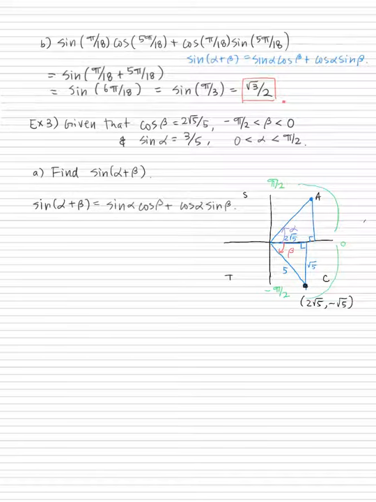All right, so opposite over the hypotenuse: the opposite side of alpha has length 3, hypotenuse has length 5. So that means the base for this triangle is going to be what? 4?